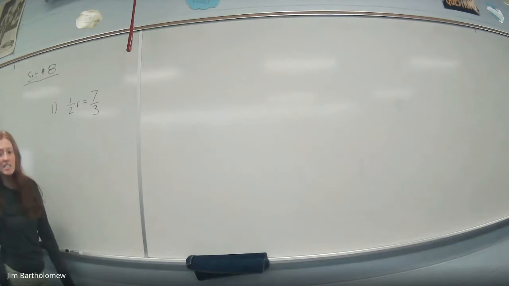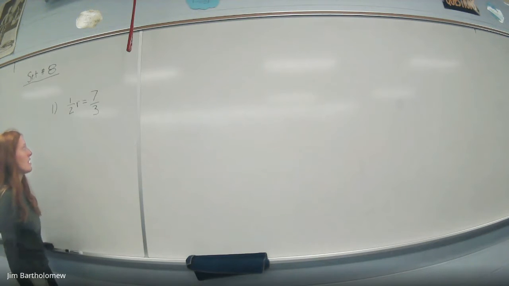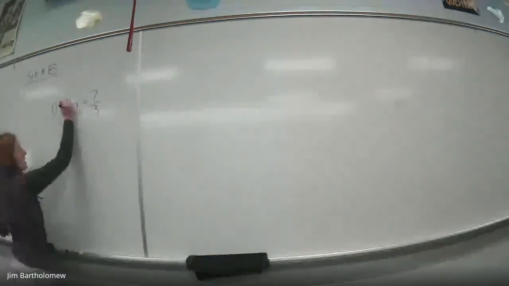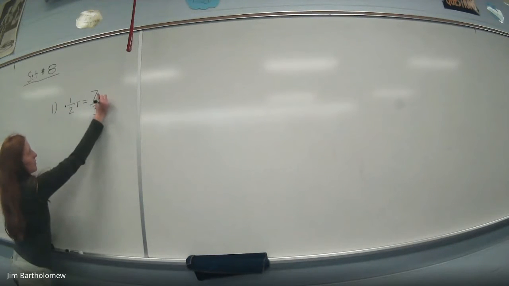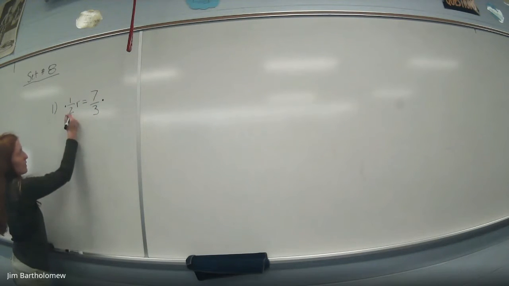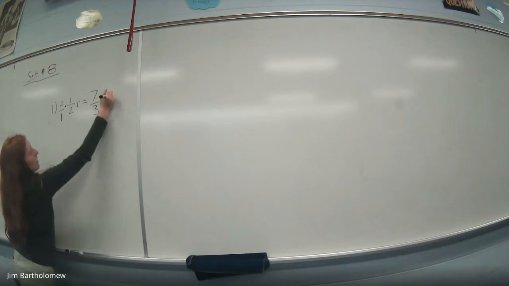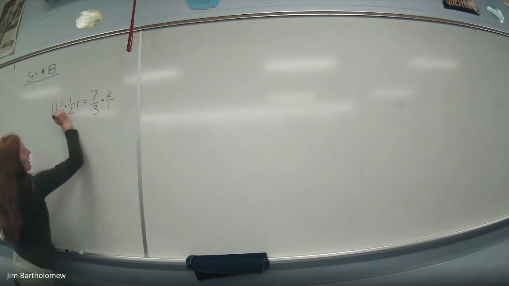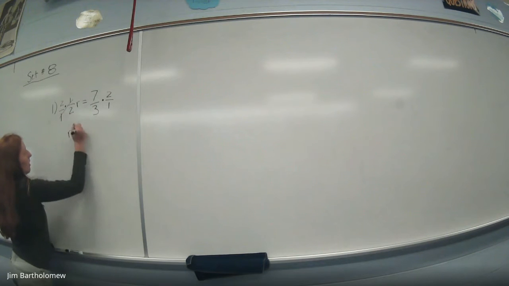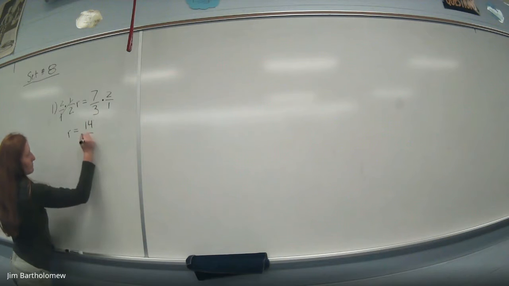Over number 8, and our first problem is going to be 1/2 r equals 7/3. So all it's asking you to do is find r for this one. So you're going to go ahead and isolate that. The first thing you should do is multiply by the reciprocal of 1/2, which is 2/1 on both sides, and that'll go away over here. So r will be alone, and then it'll be 14/3.